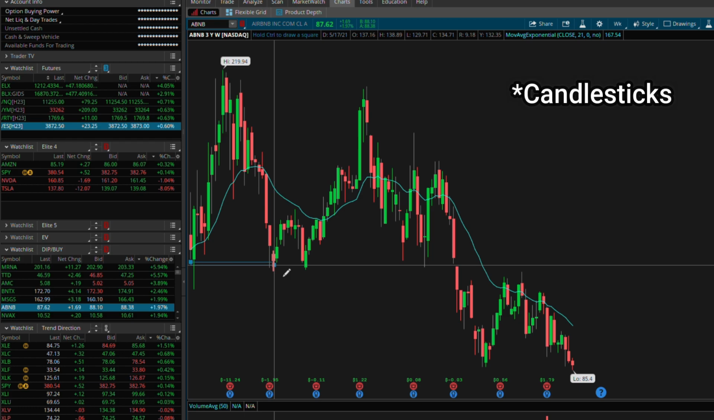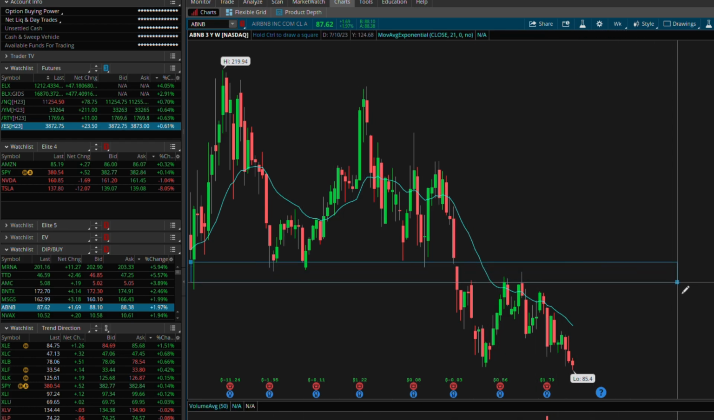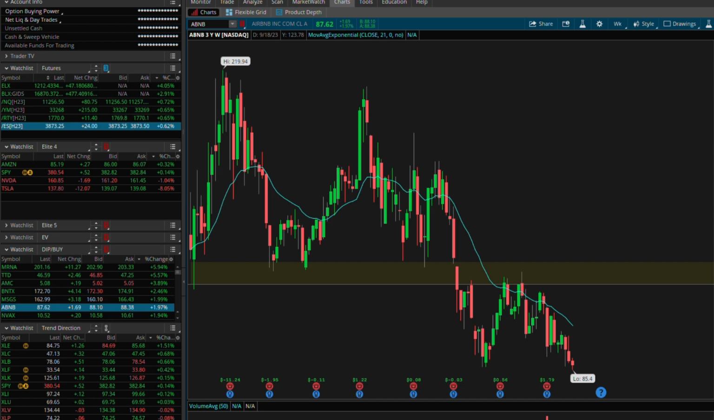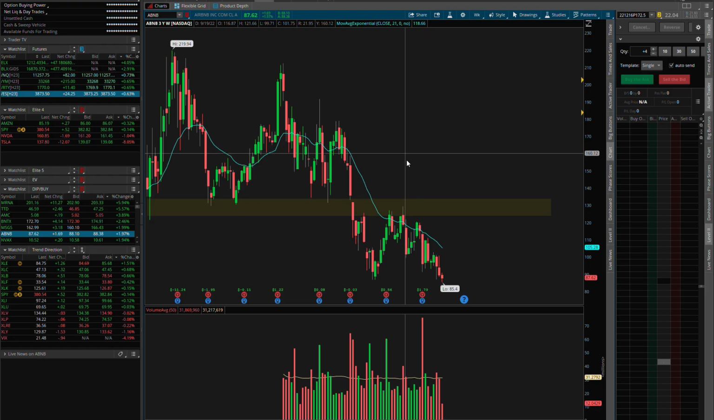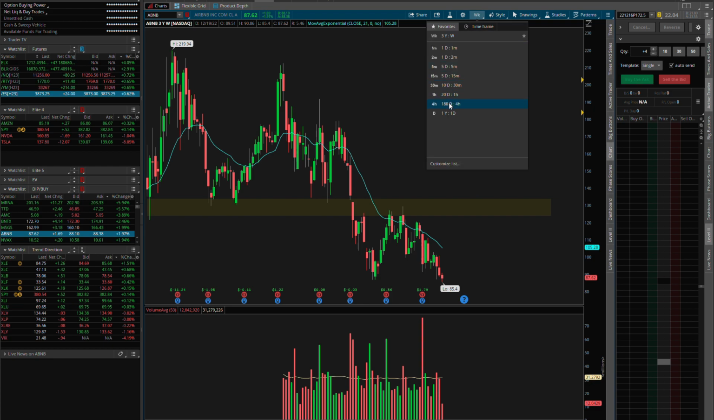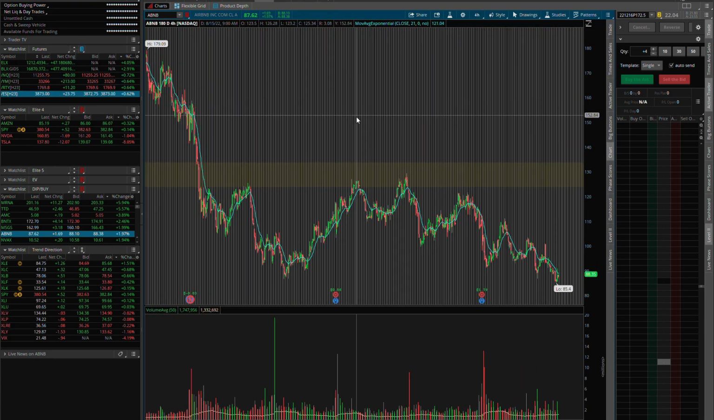So for this one, as you can see, Airbnb touches multiple times around the 123 mark to the 140 mark. So that's going to be my first mark. And just to double check to make sure everything is accurate, you go from the weekly to the 4-hour chart to verify your drawing.